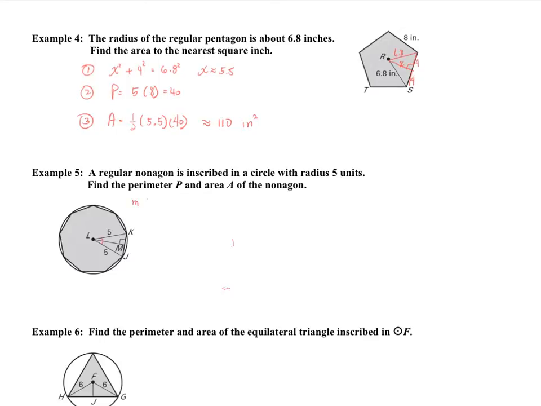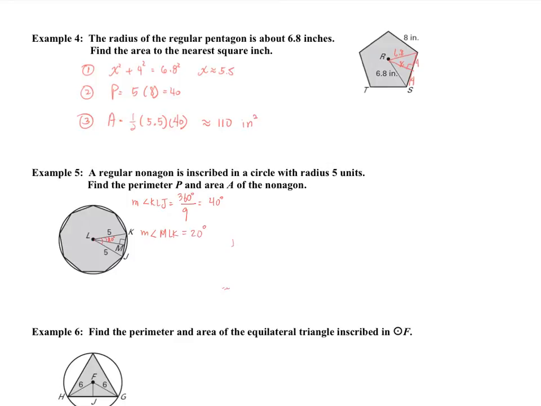That would be 360 degrees divided by 9, because there's 9 sides of this regular nonagon. So that makes 40 degrees. If this is 40 degrees, then this angle bisector, this apothem will cut the angle in 2 halves. So this must be 40 degrees. I'm sorry, 20 degrees. So measure angle MLK is equal to 20 degrees.